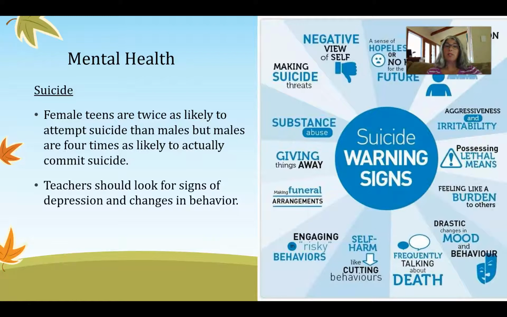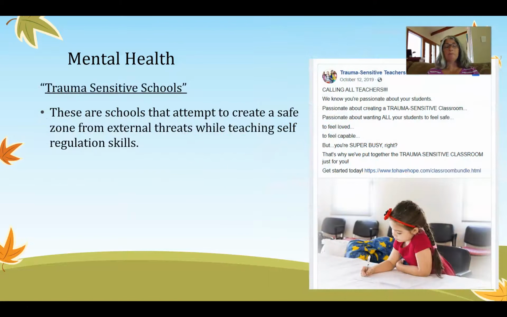Teachers need to look for signs of depression and signs of changes in behavior. And I have this huge graphic here showing you some of the things you might see in a student who is contemplating suicide and things you want to keep an eye out for. If you have suspicions, it's better to say something than to not. Notify counselors, call and talk to parents.